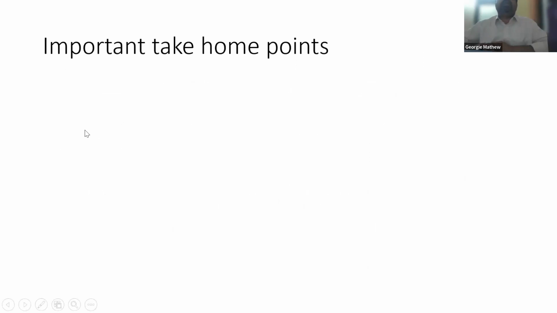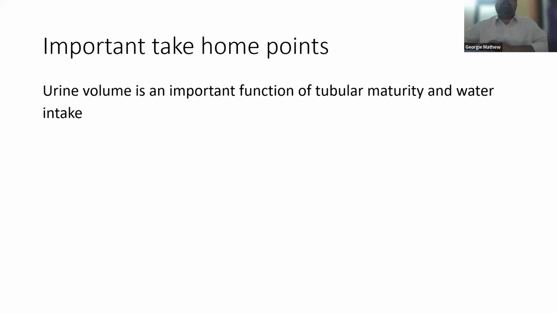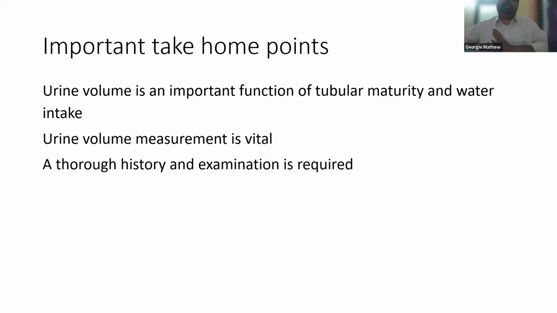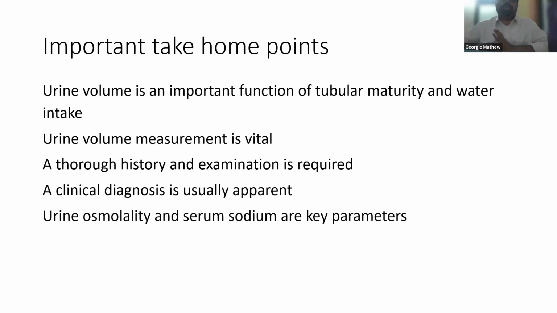Important take-home points in evaluating any patient with polyuria: first and foremost, you should know that urine volume at any age group is a combined function of glomerular function, tubular maturity, and water or fluid or solute intake in a patient. Urine volume measurement is very vital to the diagnosis. Usually, in patients with polyuria, it is not extremely difficult to make a broad diagnosis. However, to find the exact etiology may be a little difficult. If you do a thorough history and examination, you usually end up with a good clinical diagnosis and a reasonable laboratory diagnosis even before you go into detailed examination.